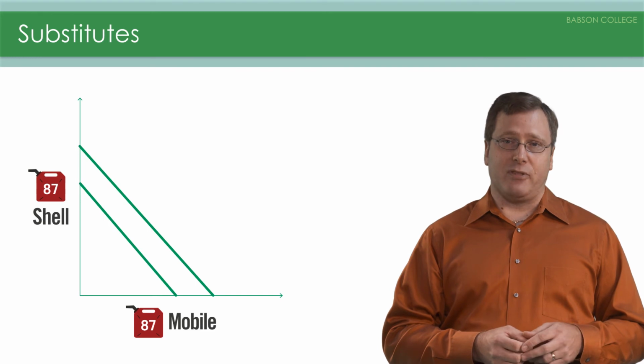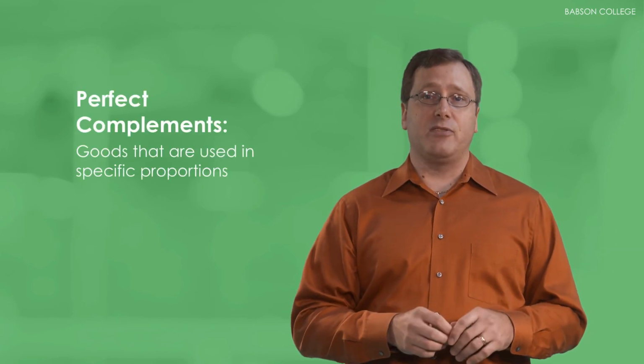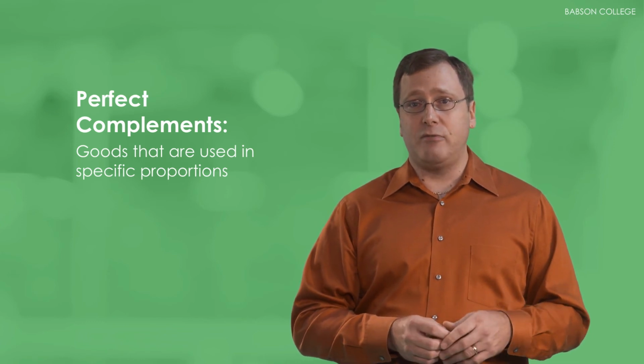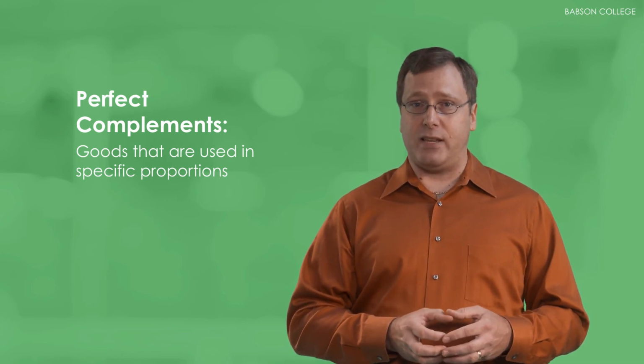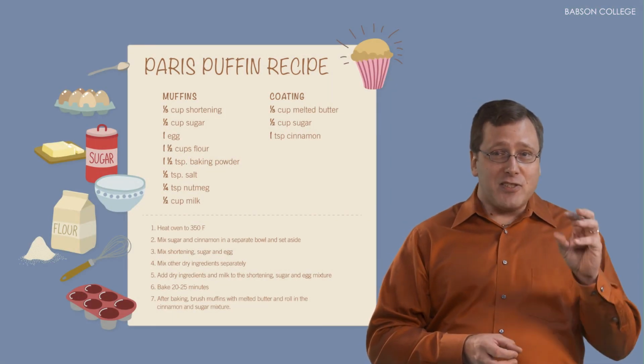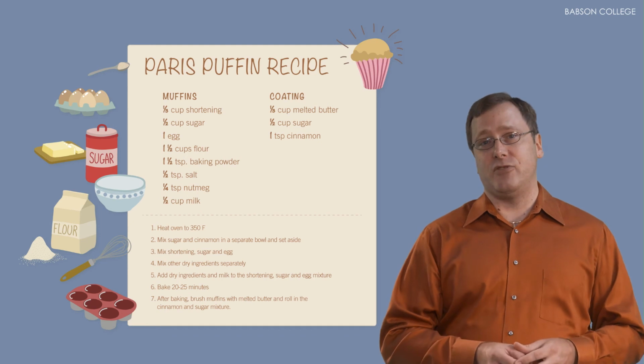A second type of relationship is when goods are complements. Complements are goods that are used together, like peanut butter and jelly, salad and salad dressing, and perfect complements are goods that are used in specific proportions. An example of perfect complements are flour and eggs when baking. Here's my grandmother's recipe for Paris puffins. Delicious, small little muffins coated in cinnamon and sugar.